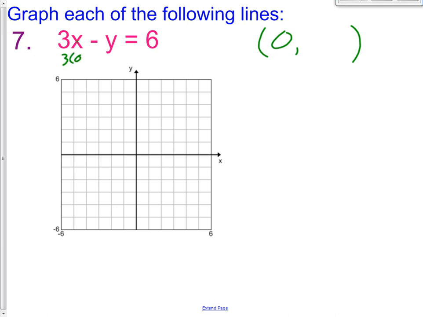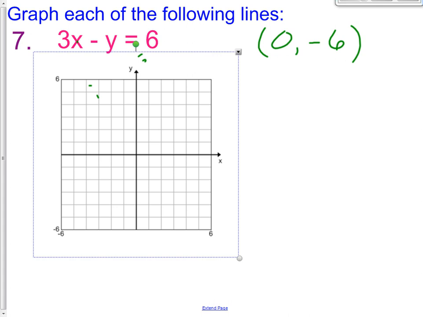I'm just going to put 0 in for x. So 3 times 0 minus y equals 6. Well, 3 times 0 is just 0, so a negative y equals 6. Divide both sides by a negative 1, and voila! I have my y value as being a negative 6. So when my x value is 0, my y value is a negative 6. Easy enough. I could put that on my graph because I know it goes through that point, 0, negative 6.